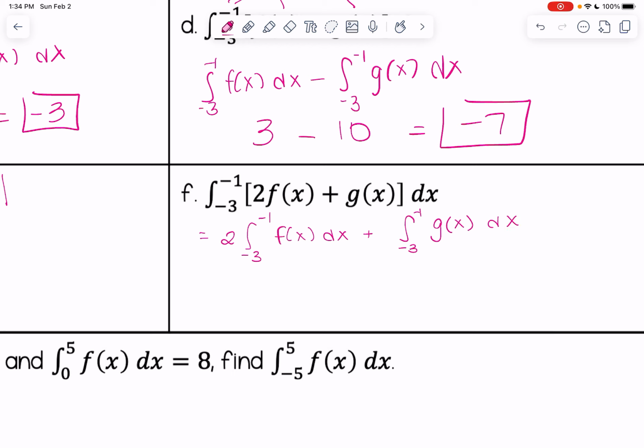Now I'm going to plug in any values I know. So I know that all of this is equal to 3. I know all of this is equal to 10. So 2 times 3 plus 10 gives me 16 as our value for f.